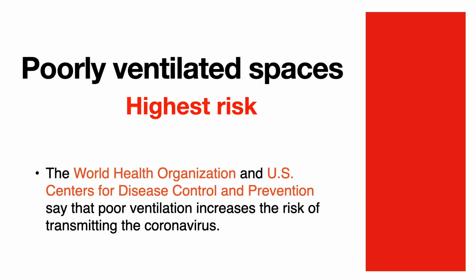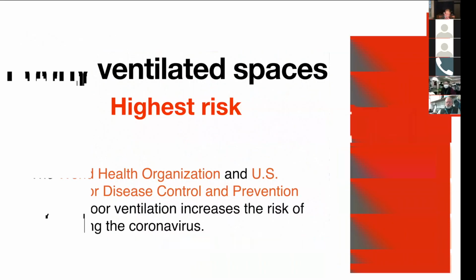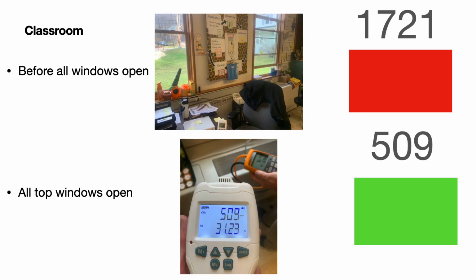Now here are poorly ventilated spaces. This is the highest risk. The World Health Organization and the US Center for Disease Control and Prevention say that poor ventilation increases the risk of transmitting coronavirus. Here's a classroom. This is one of the higher classrooms that we noted here, but again, with the windows, that comes down. And just to be clear, this is easily ameliorated.